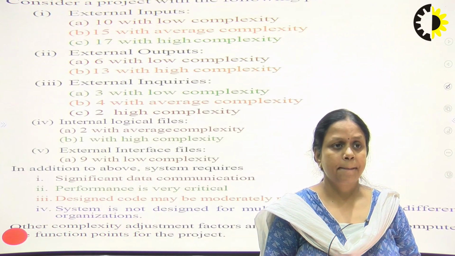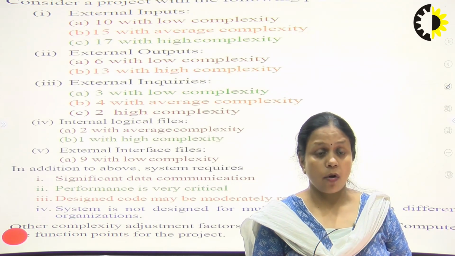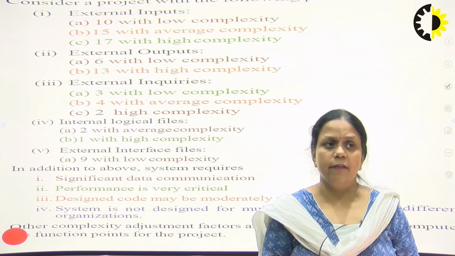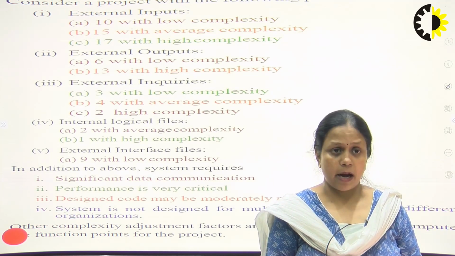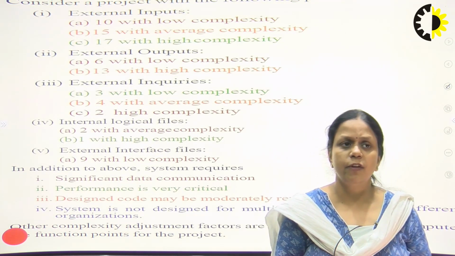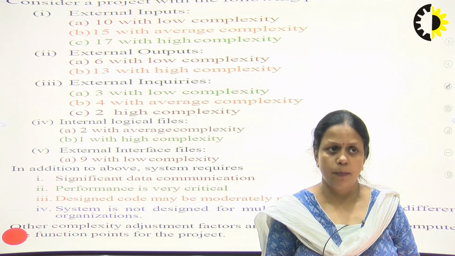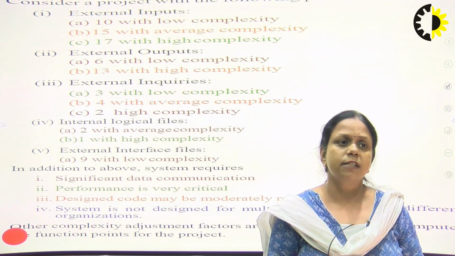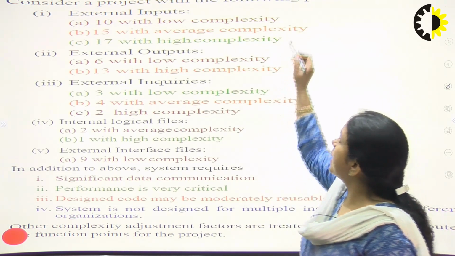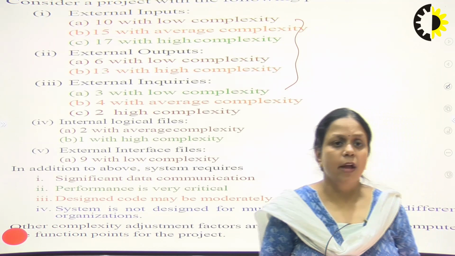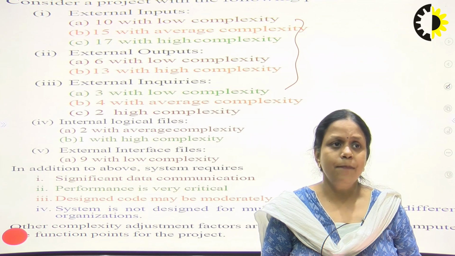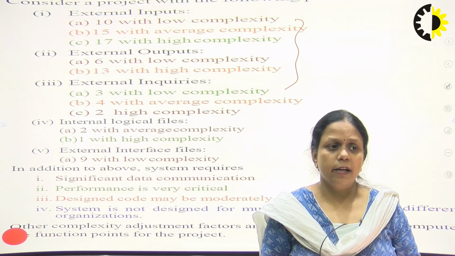Fine. Next question. This is a somewhat long question. Here all the categories of external inputs are given, so we have to multiply and add these categories. For example, you can see here external input is given as 10 with low complexity, 15 with average complexity, 17 with high complexity. External output is given as 6 with low complexity, 13 with high complexity. When these types of questions are given, we have to multiply with the weighting factor and then add all the external inputs and external outputs.